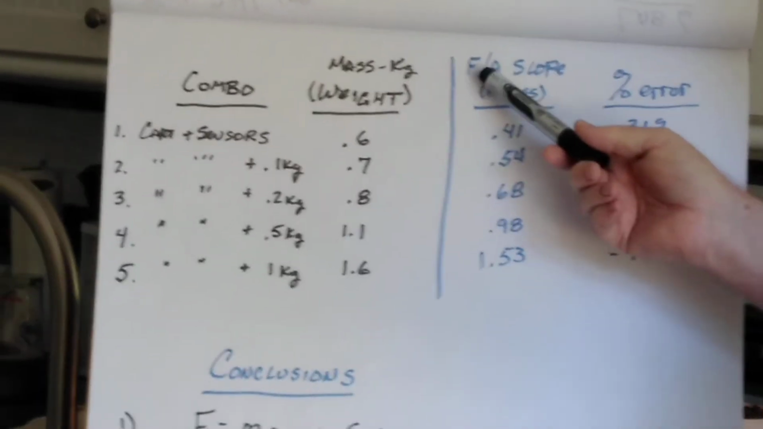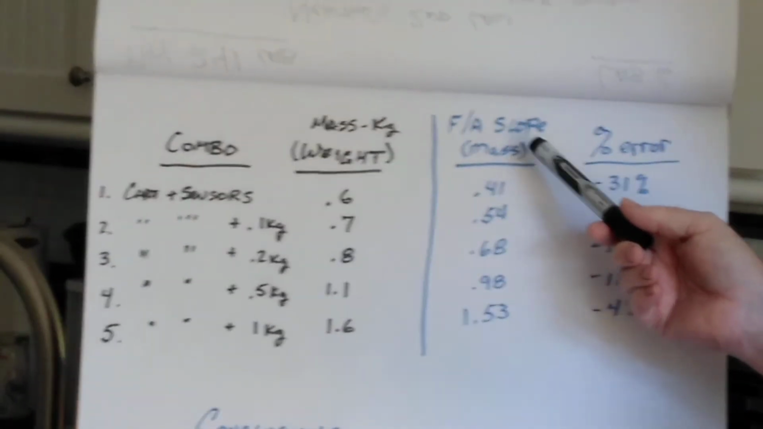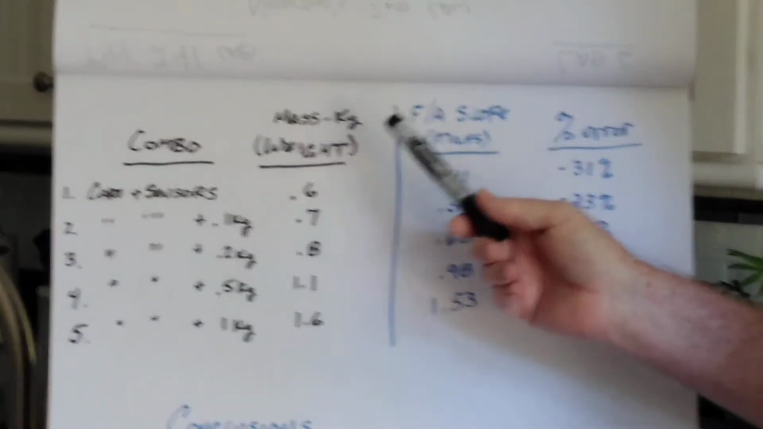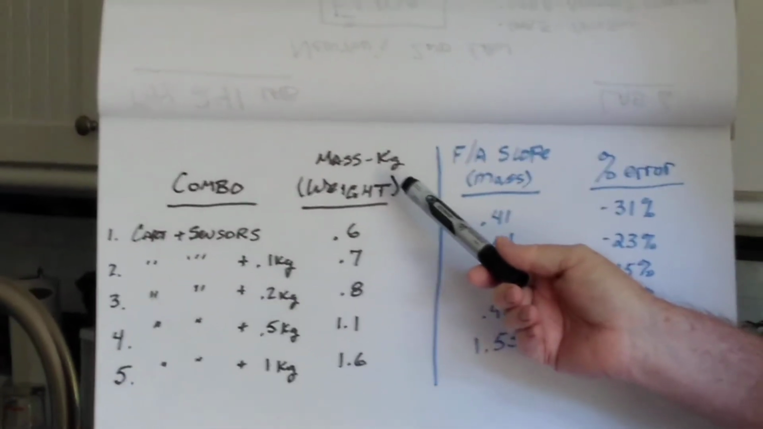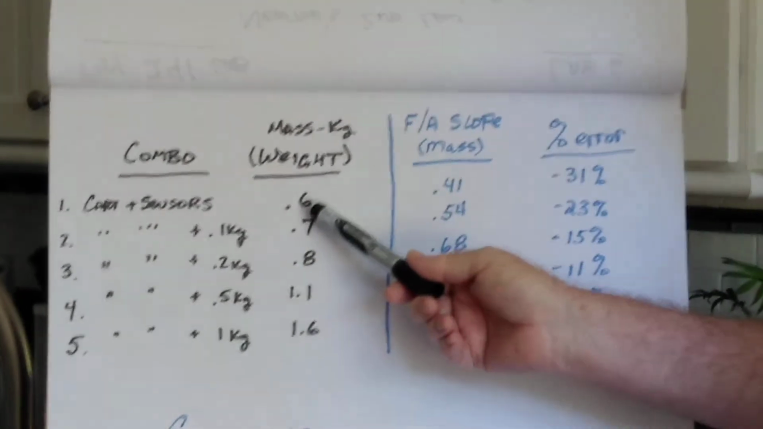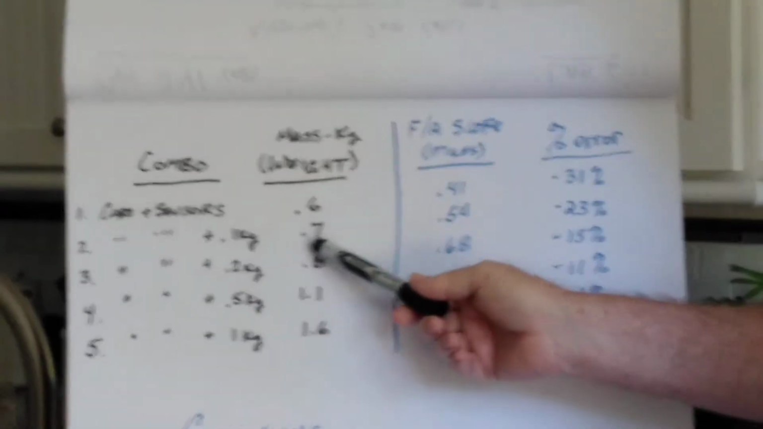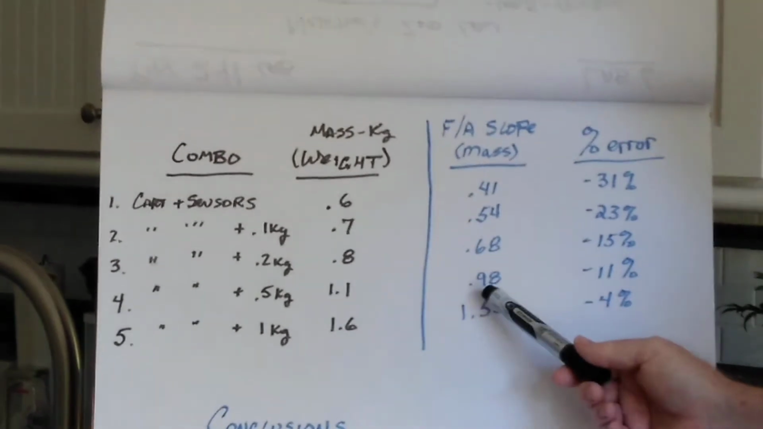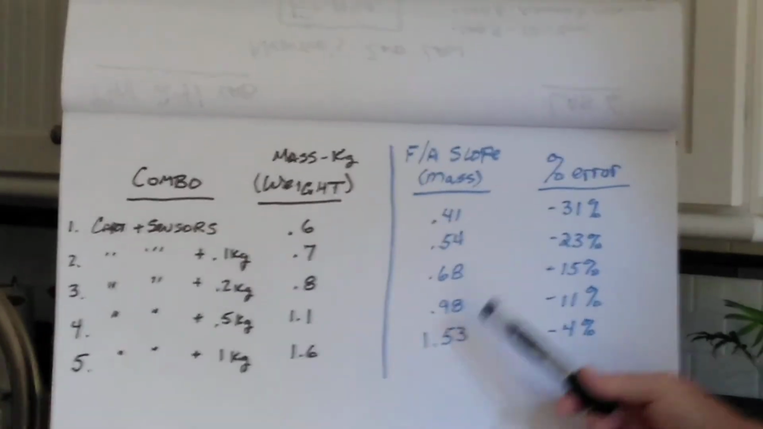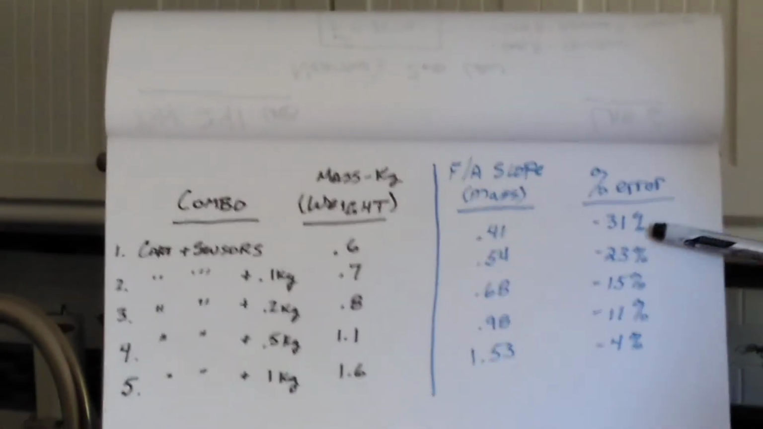When we looked at the graphs, the F over A slope, this was the measured mass. This is the mass calculated by the scale, and this is the mass determined by the graph. And we can compare 0.6 to 0.41, 0.7 to 0.54, 0.8 to 0.68, 1.1 to 0.98, and 1.6 kilograms to 1.53. So our percent error can range on a high of 31% to a low of 4%.